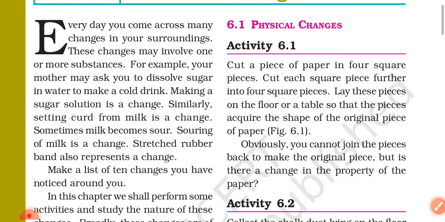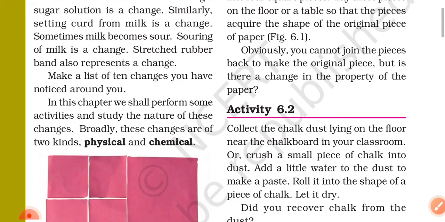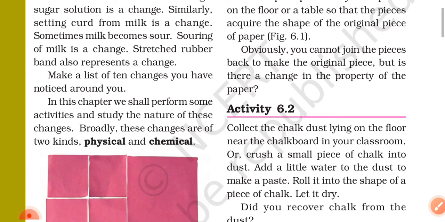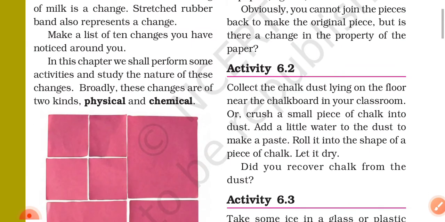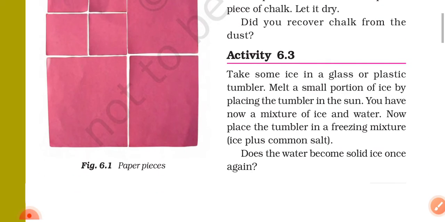Similarly, setting curd from milk is a change. Sometimes milk becomes sour. Souring of milk is a change. A stretched rubber band also represents a change. Make a list of 10 changes you have noticed around you. In this chapter, we shall perform some activities and study the nature of these changes. Broadly, these changes are of two kinds, physical and chemical.